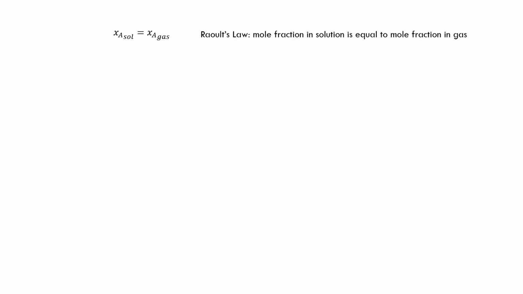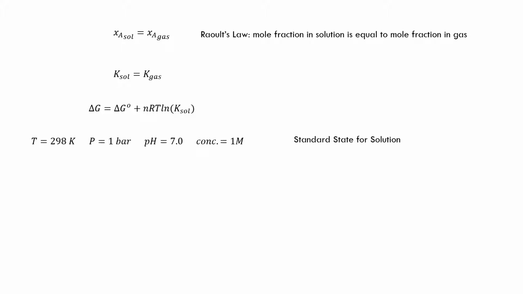So now we're going to look at Raoult's law and see what that really says for us and what that helps us do. Overall, Raoult's law says that the mole fraction in solution is equal to the mole fraction in gas. So chi sub A of solution is equal to chi sub A of gas. And this allows us to say that K of solution is equal to K of gas. We can substitute in the K of solution that way, and then we're going to try to apply this. So remember that the standard state of solution is T equal to 298 Kelvin, pressure equal to 1 bar, pH equal to 7, and concentration 1 molar.